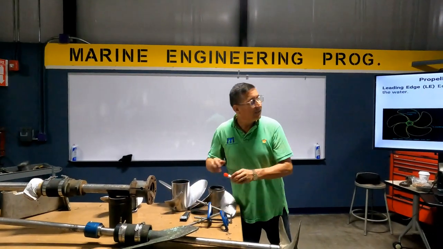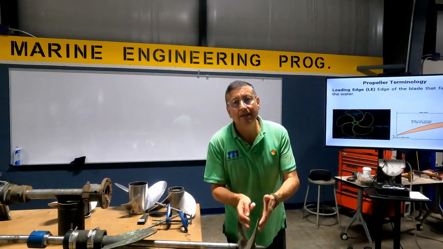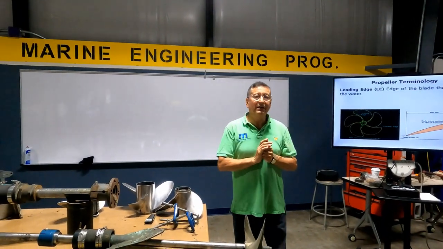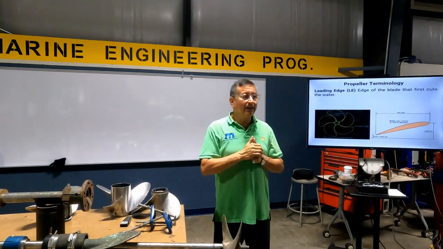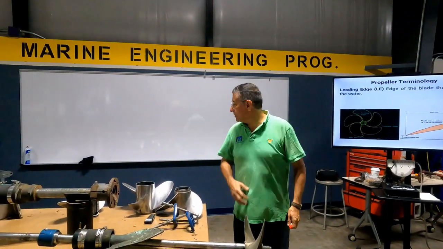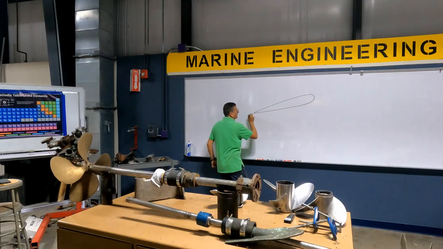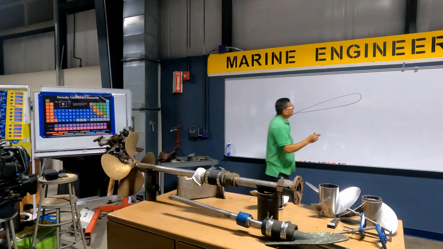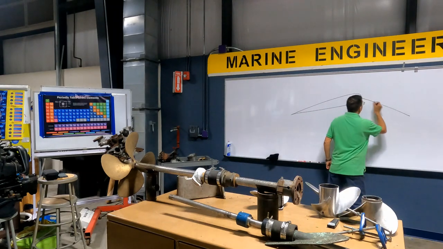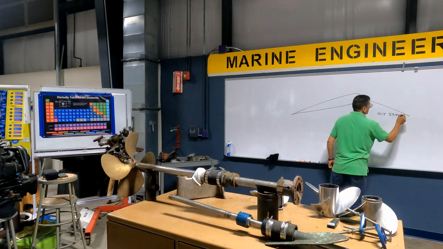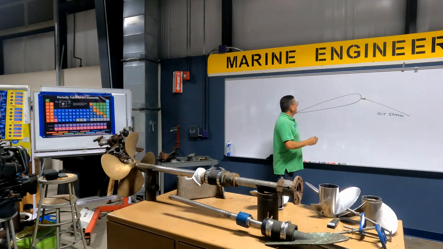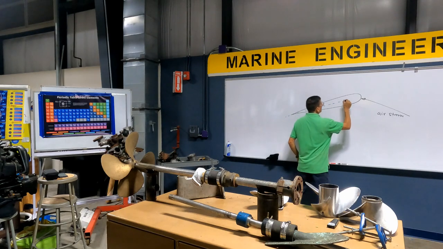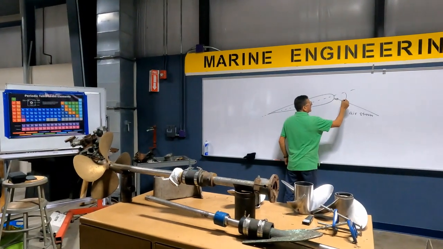I want to refresh, in order to understand the blades of the propeller, I want to explain something about airplanes, in order to understand what is the meaning of this. We are going to analyze the wing of an airplane, and we are going to suppose that this is the airstream. Okay? And we are going to create an imaginary line in the wing. And this is the attack angle.